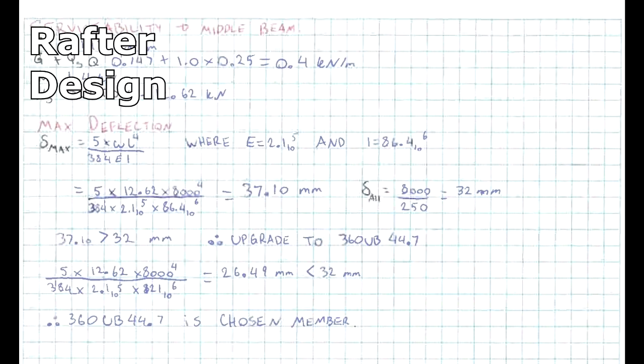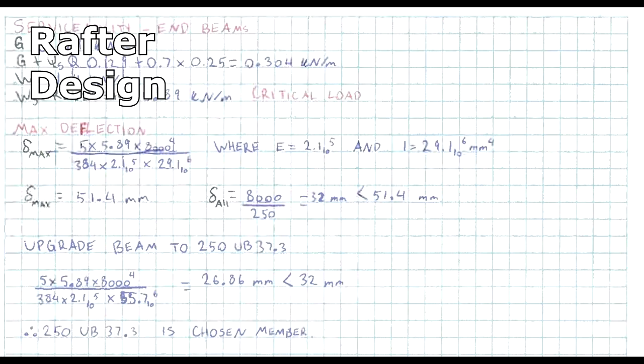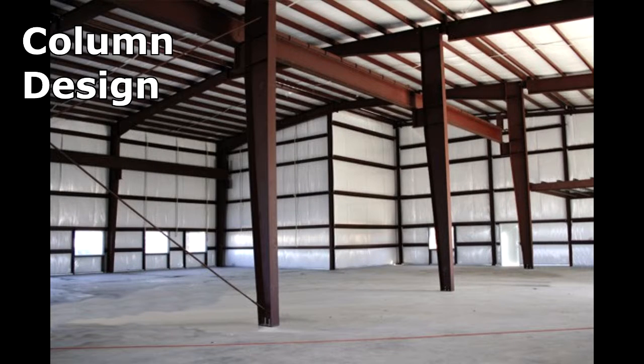For the middle member, a 360 universal being 44.7 was found to be the best fit. For the edge, 250 universal being 37.3 was the selected member. Column design process is similar to rafters. First, loads are calculated and placed into critical load combinations. Columns are then designed for pure compression, followed by ensuring moment capacity, serviceability, and maximum deflection qualities of the chosen columns are adequate.